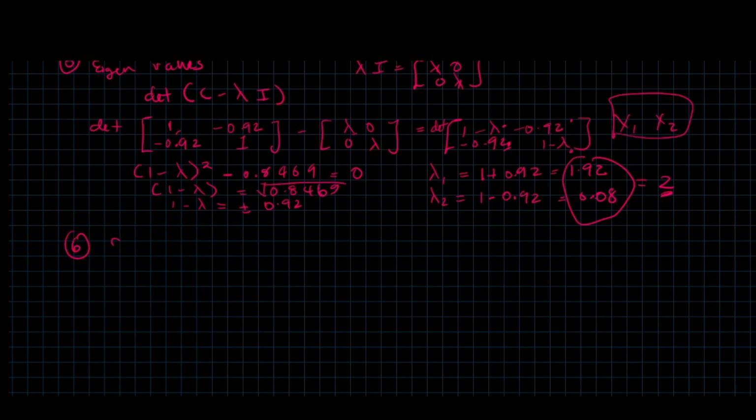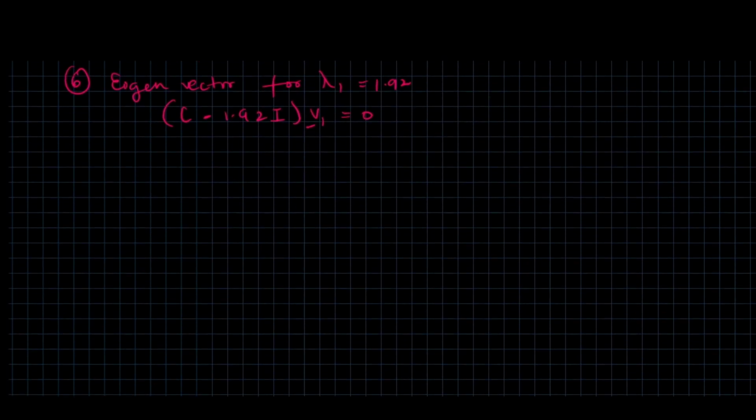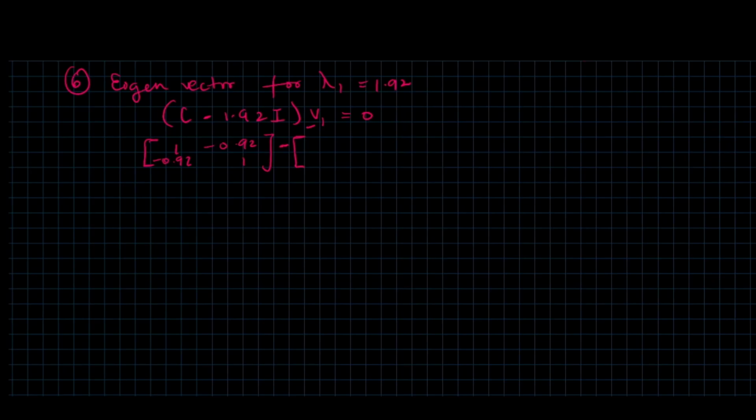Now, number 6, we are to find the eigenvector for lambda 1 equals 1.92. The formula is given as C minus 1.92 I times V1, in which this is the unknown eigenvector. Now we know our covariance, 1, 0.92, 0.92, 1, negating 1.92, 0, 0, 1.92. We know how this comes about. Now this is going to be V11 and V12.